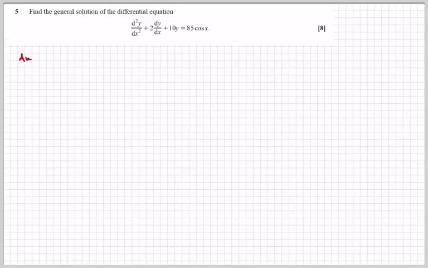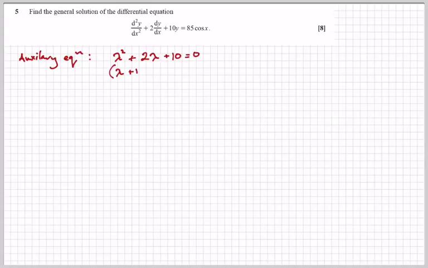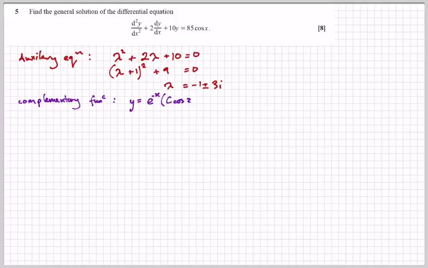Okay, question 5, continuing. This is a very standard question. We'll take the auxiliary equation, which is lambda squared plus 2 lambda plus 10 equals 0. Solving this by completing the square gives you lambda equals minus 1 plus or minus 3i. So the complementary function is y equals e to the minus x (c cos 3x plus d sine 3x).